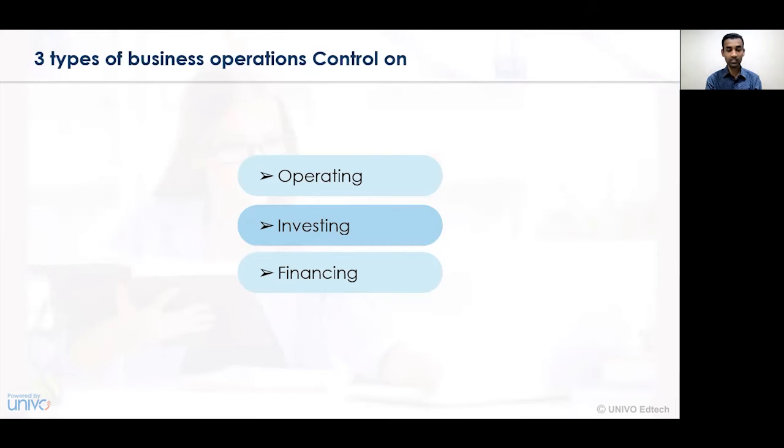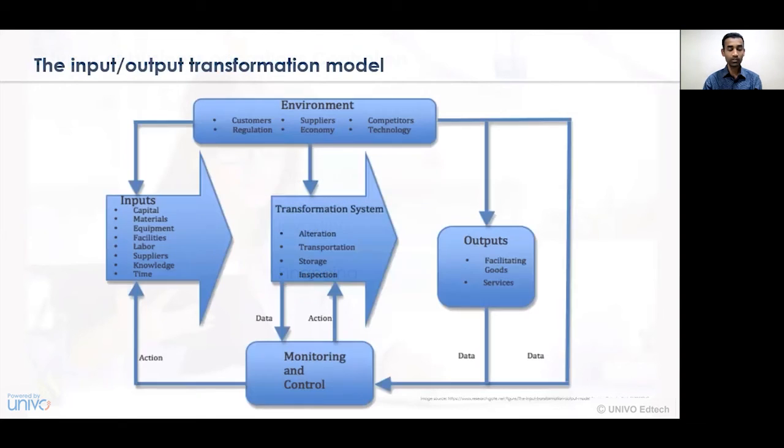In terms of financing, we have to understand what the availability of funds in the market is. The funds available in the market may be available for the short-term period or for the long-term period. And hence, the business operational activities with respect to operating, investing, and financing need to be undertaken in a very effective way. Now let's understand the process of the input and output transformation model.